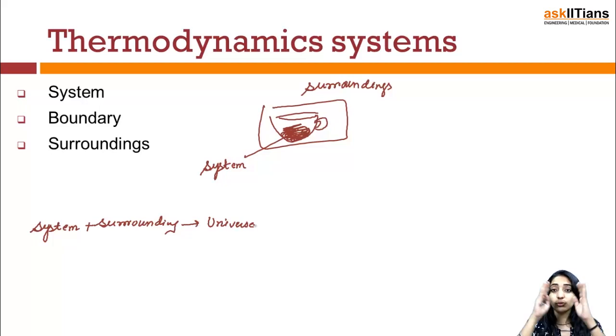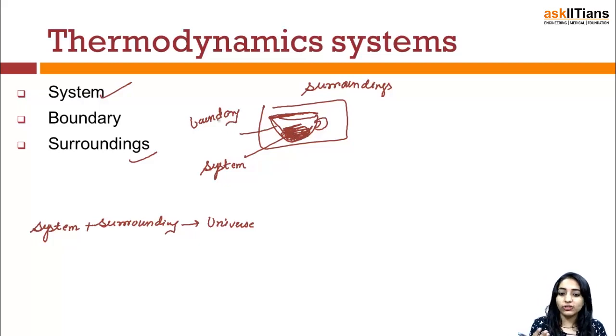That means if I try to divide the universe into smaller sections, I will say that part of the universe which is under thermodynamic consideration is called system. The part of universe else than system, which we are not concerned about whatever are the heat changes taking place, this is known as surrounding. Now, the phase which is actually separating the system from the surrounding, this phase is known as boundary. Now this boundary can be real, it can be imaginary. So we'll discuss more about boundary in the further coming slides.